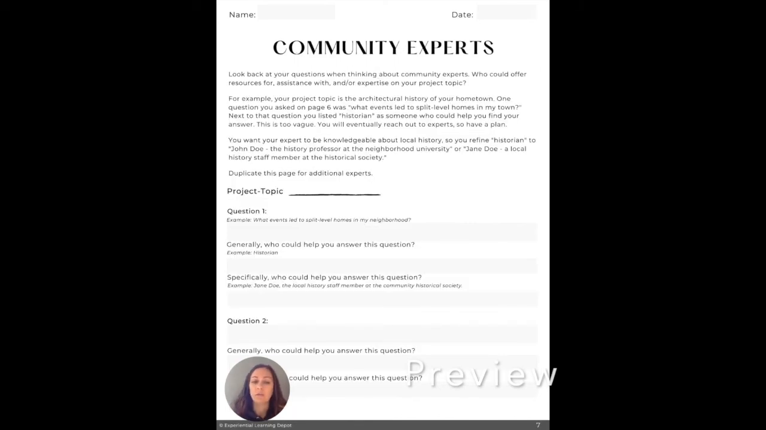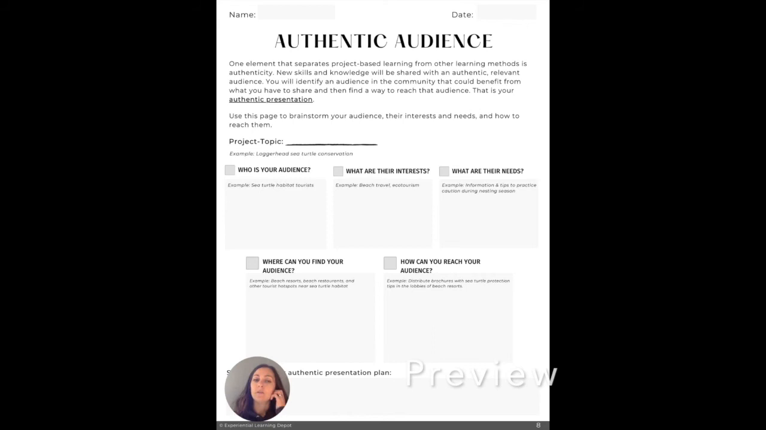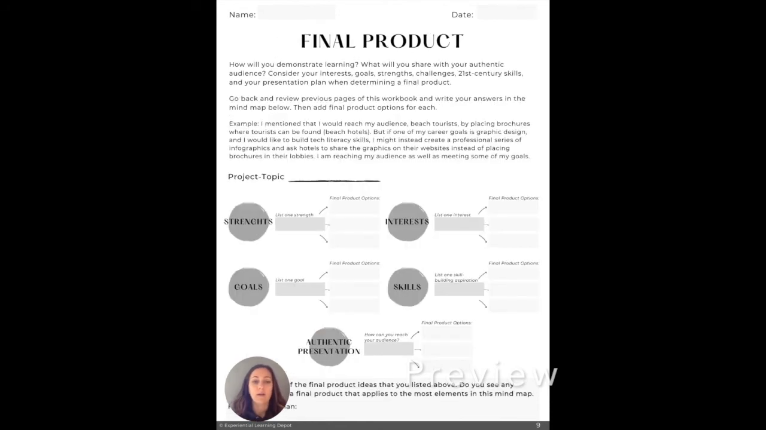Then they can choose community experts, and this page right here really walks them through the details of that process. Choosing an authentic audience: where are they going to share their final product, and what audience makes sense for them to share their final product with. And then here they determine a final product based on these things: strengths, goals, interests, skills, and where they are going to present.